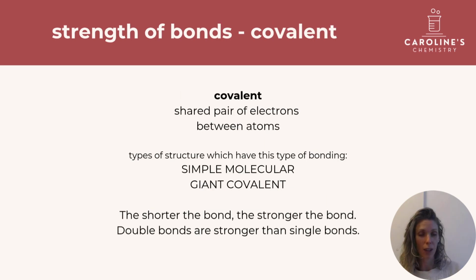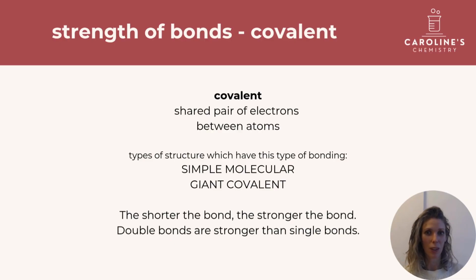Then we have covalent bonds. So there's a couple of things that influence the strength of covalent bonds here. The first one is the length of the bond. So usually, not always, the shorter the bond, the stronger the bond. So that could be, for example, a carbon-fluorine bond is stronger than a carbon-bromine bond because the carbon-fluorine bond is much, much shorter. The other thing to take into consideration is if you have single bonds, double bonds, and triple bonds. So usually a double bond is stronger than a single bond, and a triple bond is stronger than a double bond.